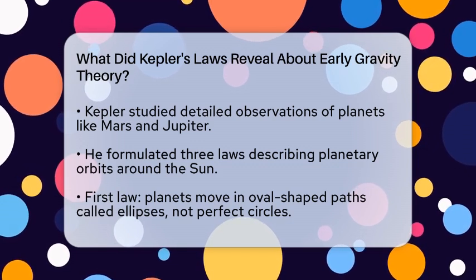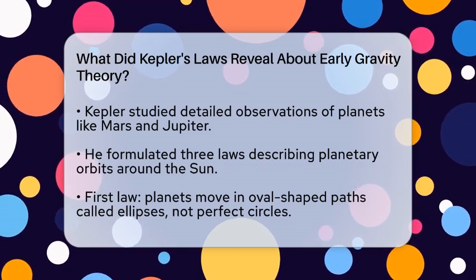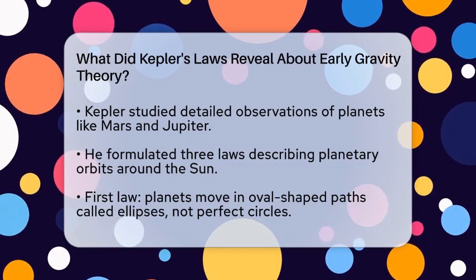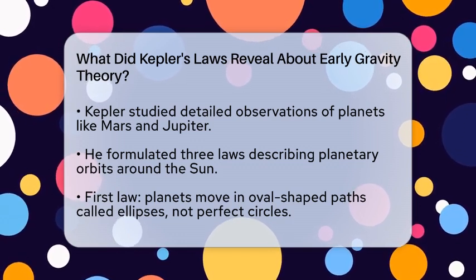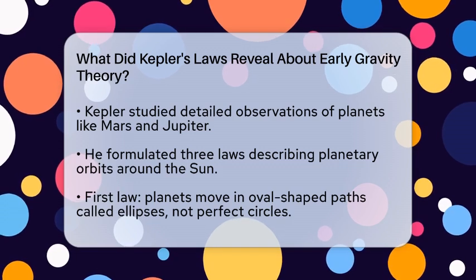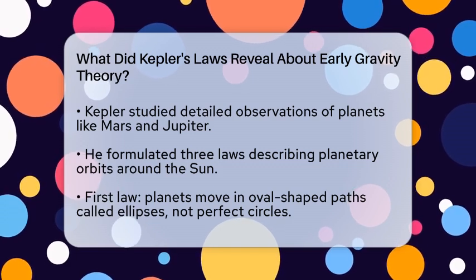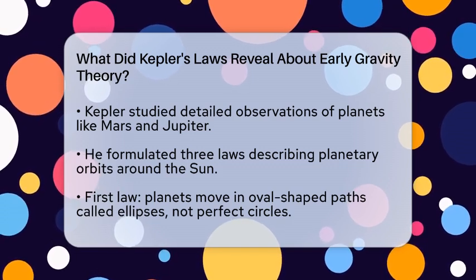From these, he created 3 rules that describe how planets orbit the sun. First, he found that planets move in oval-shaped paths called ellipses, not perfect circles. This was a big surprise because many thought orbits were perfectly round.